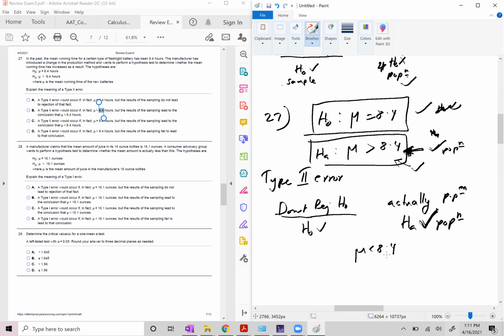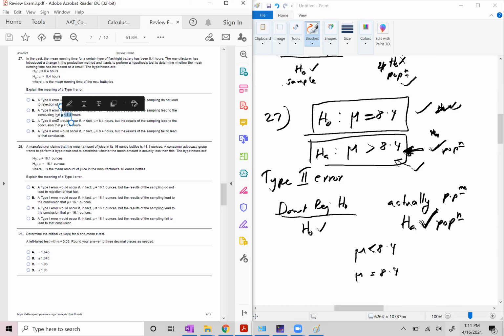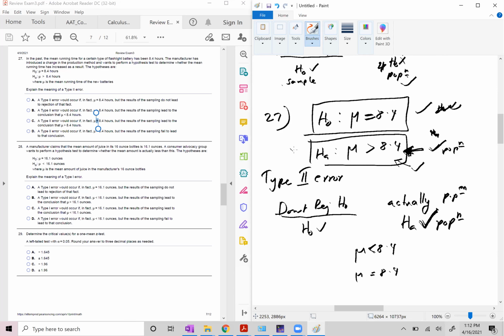Now, there's some sort of correction needed here, right? It's correct up to some extent, but there's something missing. The null says mu is equal to 8.4, right? It's not talking about exactly that, it's talking about mu less than. What about mu equal to 8.4? So this is not the perfect answer. Part B is wrong, okay? C. Type 2 error would occur if in fact mu is equal to 8.4. From there it is wrong, right? Because when you're talking about the population, what should be mentioned is mu greater than 8.4. So this is wrong.